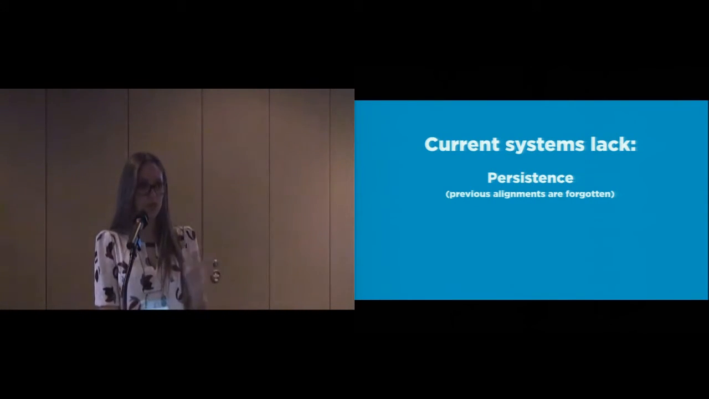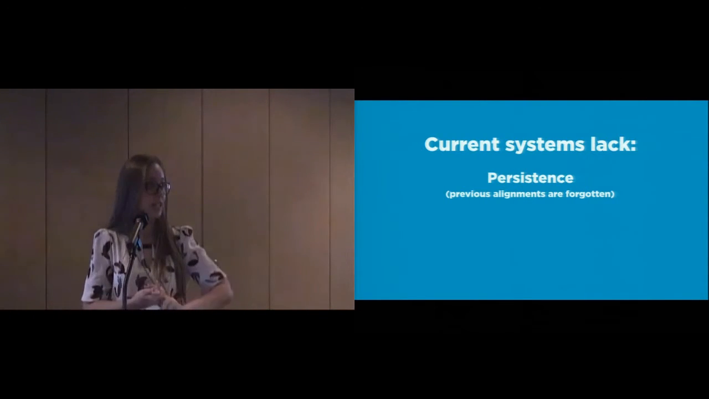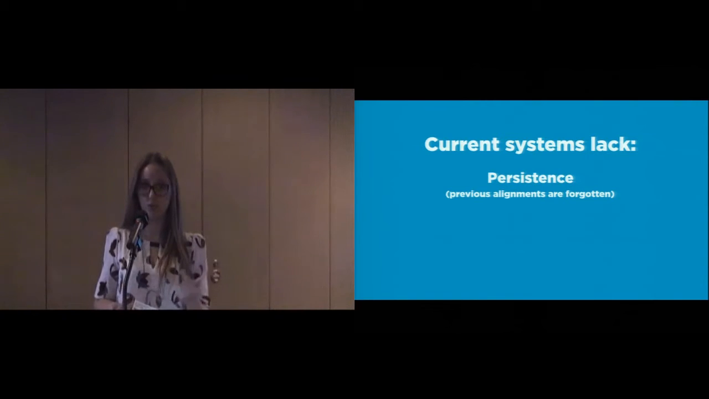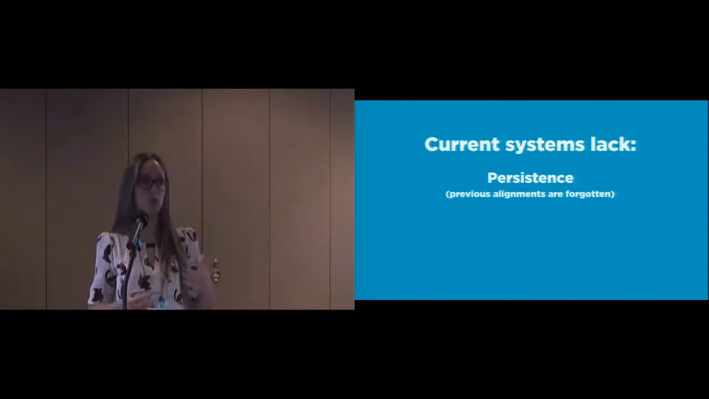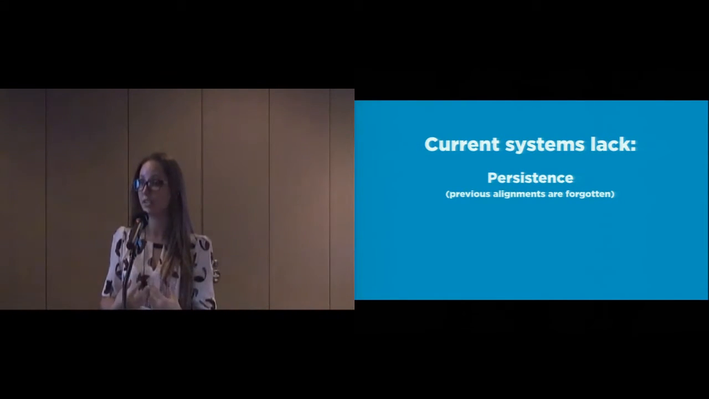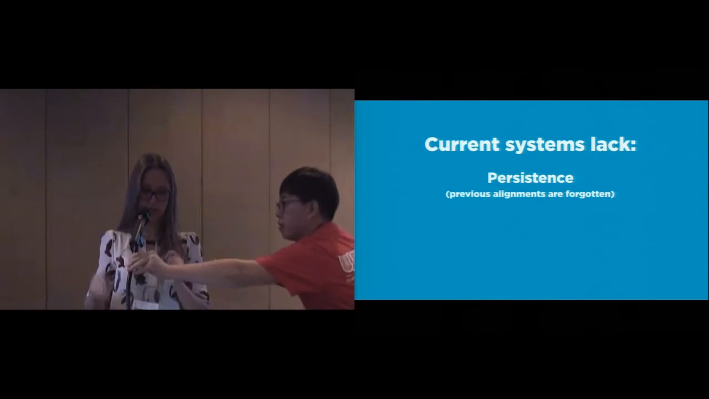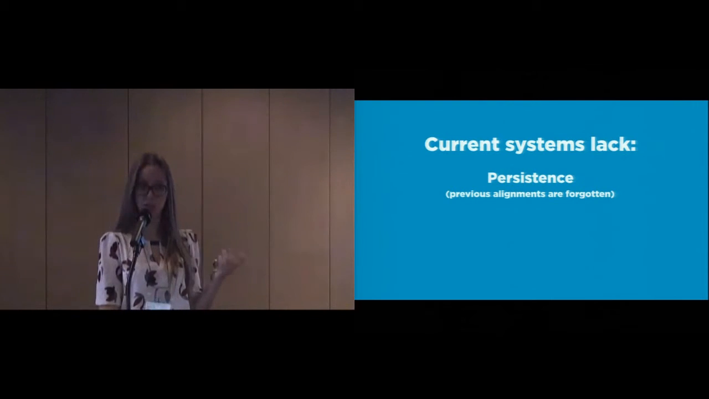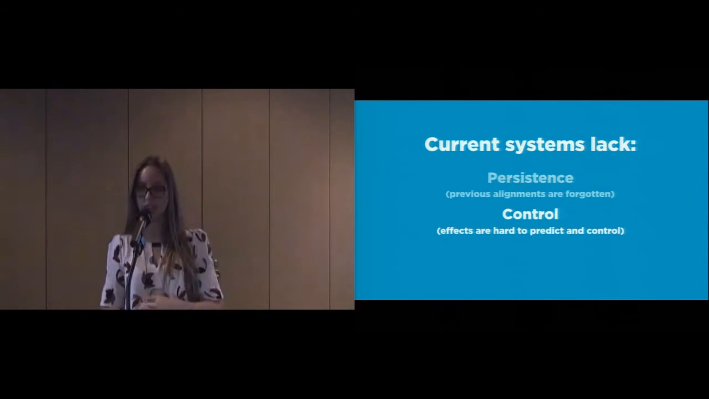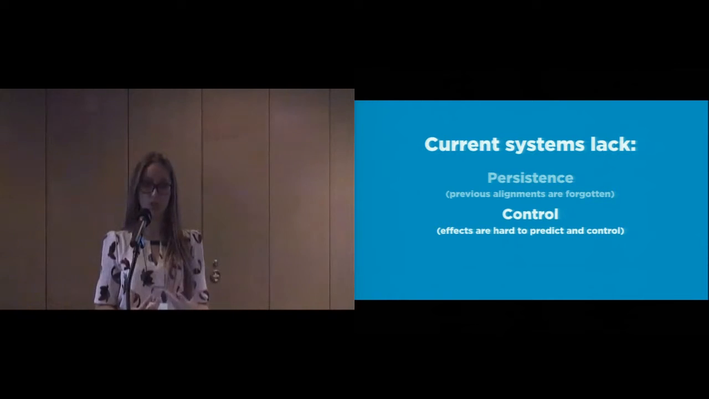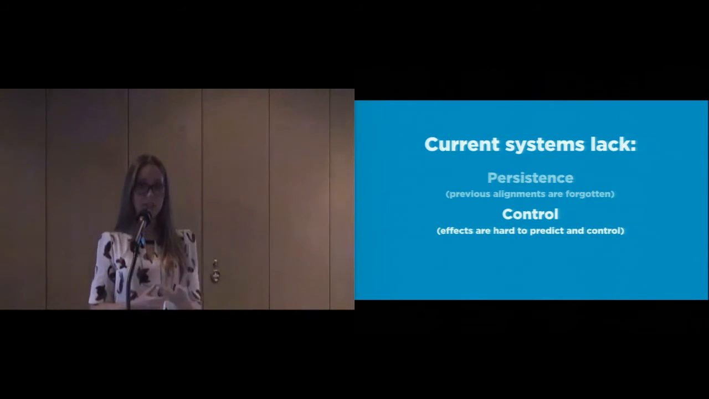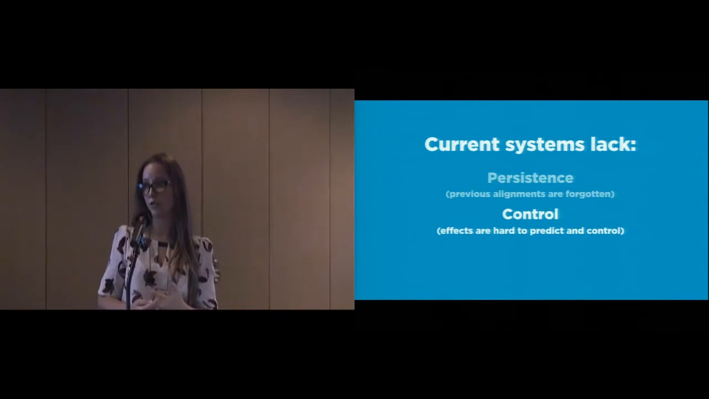As a result, we found that most current systems lack, first, persistence. The alignment commands leave no trace of their use. The system forgets that two objects were related as soon as the command is applied, and this leads to repetition of actions, as I showed in the previous clip. Second, the systems also lack control. So the effect of the commands can be really hard to predict for users. The algorithms are never revealed to the user, and it's the system that controls how they get applied.